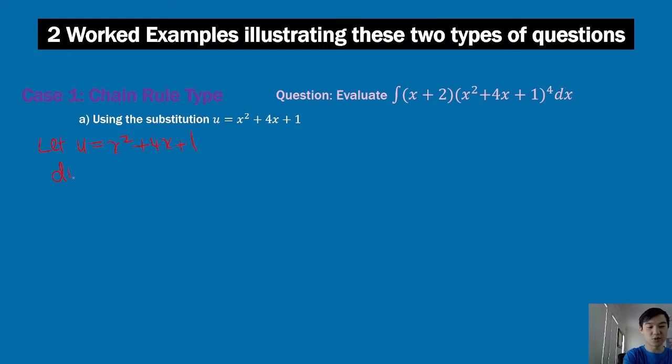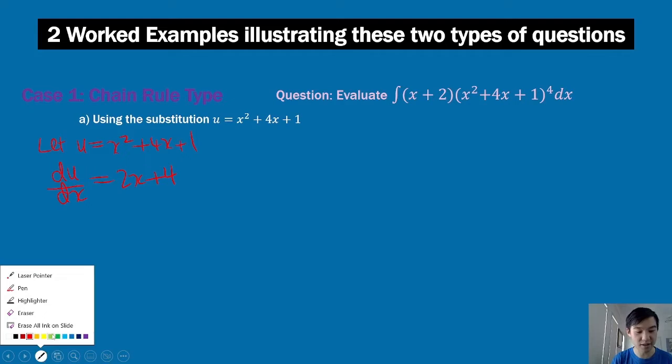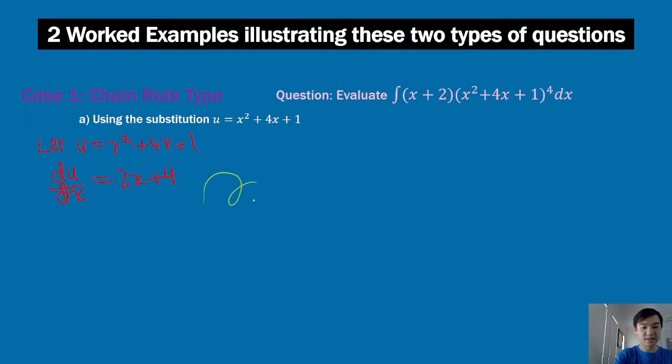So the first step is you want to differentiate your substitution, differentiate u with respect to x. So in this case, the derivative of that is going to be 2x plus 4. Actually, this color is a bit hard to see maybe, so I might change the color. Maybe, yeah, that's much easier for you to see.